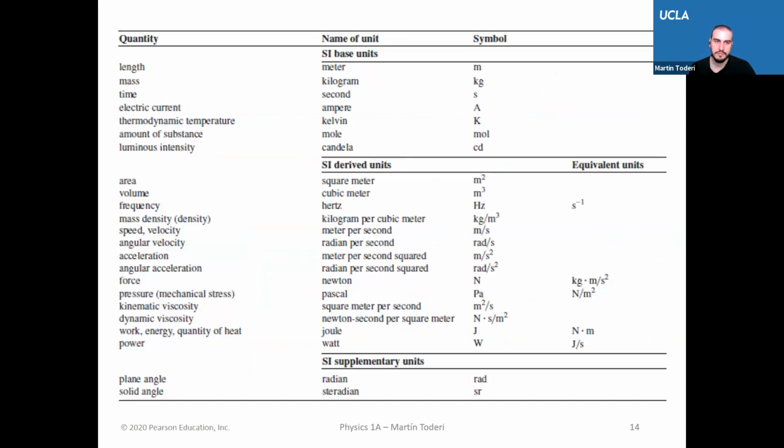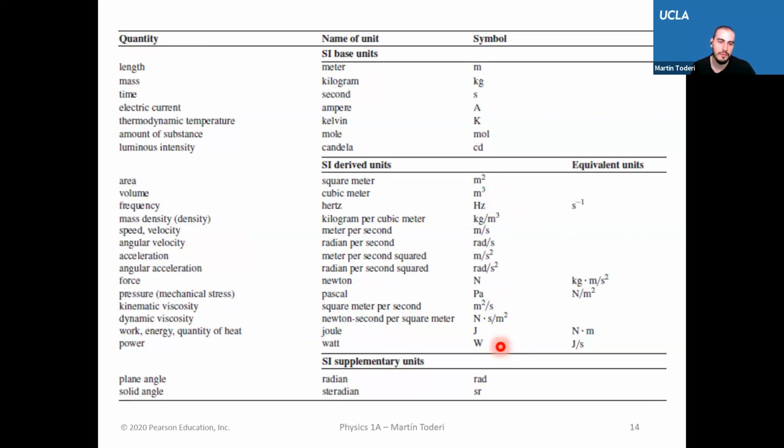Okay. Of course, we need more definitions than just mass, length, and time. For every quantity that we want to measure, we have a specific unit, right? Of course, some are very, very common. You've probably heard about hertz, pascals, joules, watts. Watts is pretty common, right? Because it's a power unit. You always hear about watts.